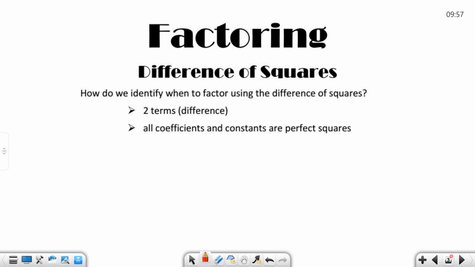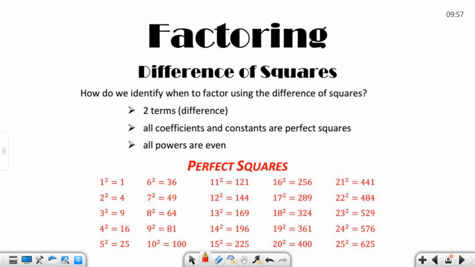All coefficients and constants are perfect squares, and all powers are even. If those are the criteria that we have, then we have difference of squares. All right, so perfect squares. Here's a list. I want you to be really familiar with these.